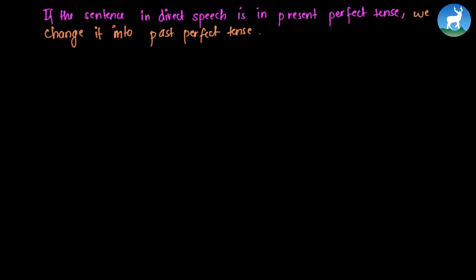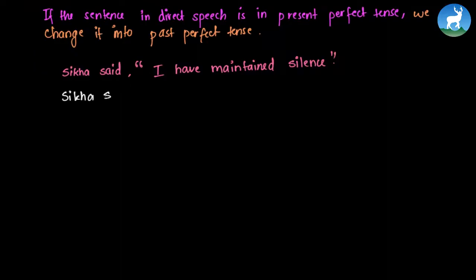When a reporting verb is in past tense and the sentence in direct speech is in present perfect tense, we change it into past perfect tense. For example, Shikha said, "I have maintained silence." This is in present perfect tense. Now we change it into past perfect tense, and we say, Shikha said that she had maintained silence.